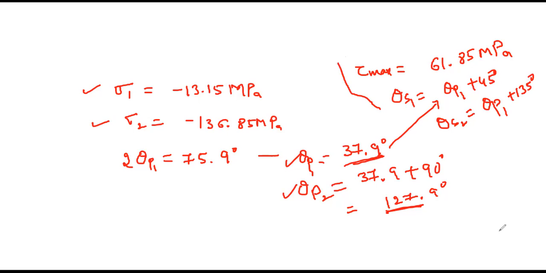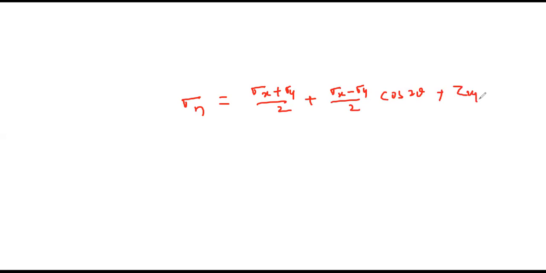Apart from this, we need to calculate the normal stress which is acting on a plane which is inclined at an angle 30 degrees. For this we have the formula sigma x plus sigma y by 2 plus sigma x minus sigma y by 2 cos 2 theta plus tau xy sin 2 theta. By using this formula, we need to calculate sigma n. If you substitute the values, you will get sigma n equal to minus 15.54 Newton per mm square or megapascal.